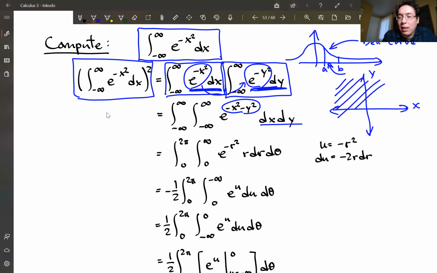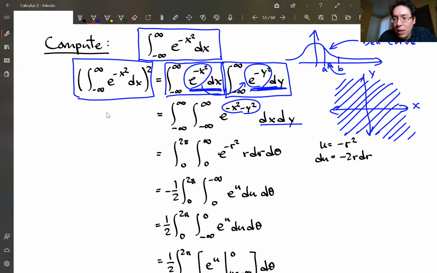So that's everything on the xy plane. If I describe this in polar coordinates, the radius is going from 0, from the origin, off to infinity, so integration is going to go from 0 to infinity. And all the angles, so 0 to 2 pi. Remember that x squared plus y squared is equal to r squared.